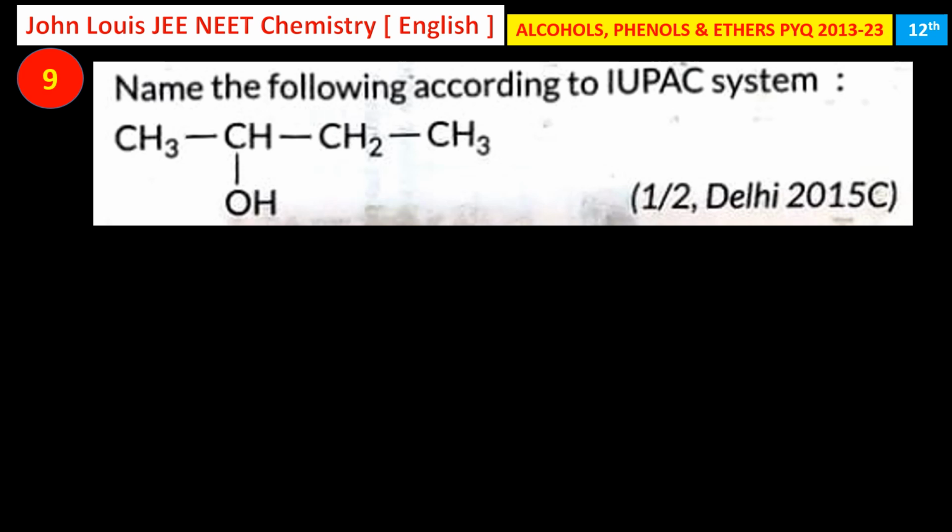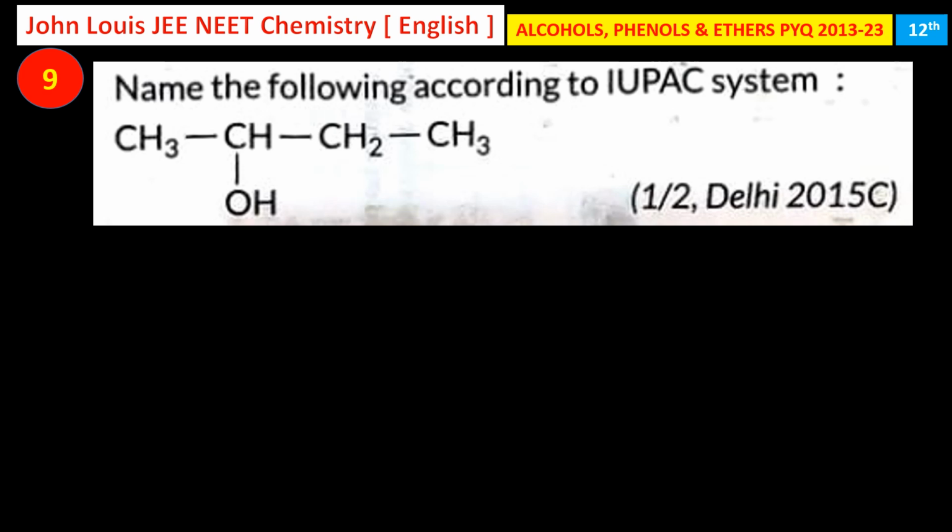The next question is, name the following according to the IUPAC system. If you look at this one, it's very simple. Only an OH group is there. Nothing else is there. Everything is a straight chain with no branches. Therefore, it's easy to name the compound.